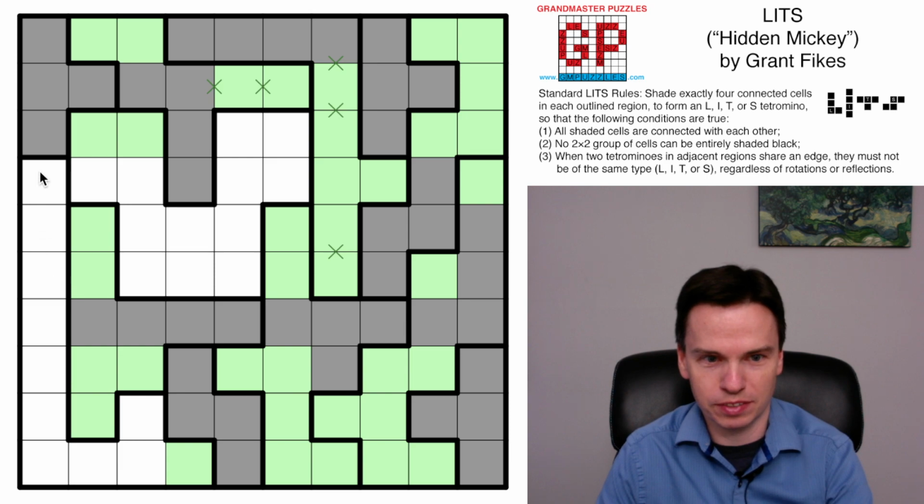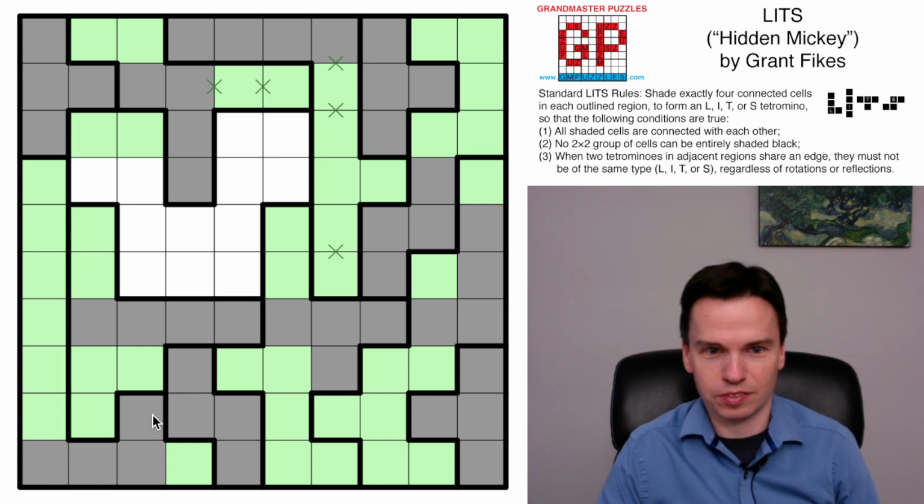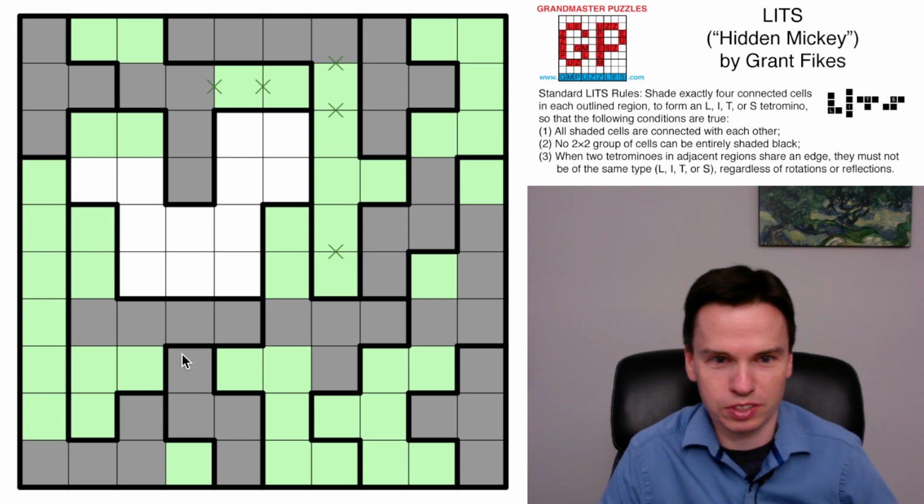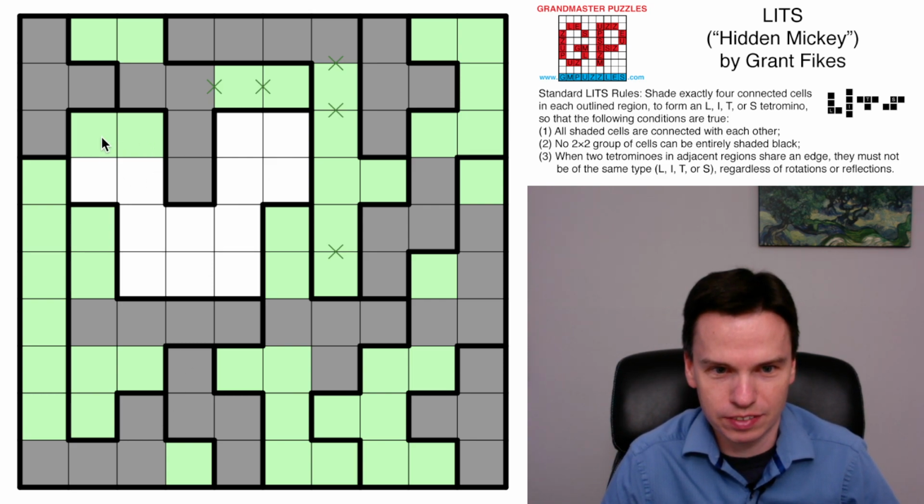And I here means this can't be used or this or this or this. These would all be part of I tetrominoes only, so we've got to have an L shape down here to finish that region, and we're now approaching the end of the puzzle, and we're finally, I guess, hitting the hidden Mickey, so we've got to figure out how to fill this in.